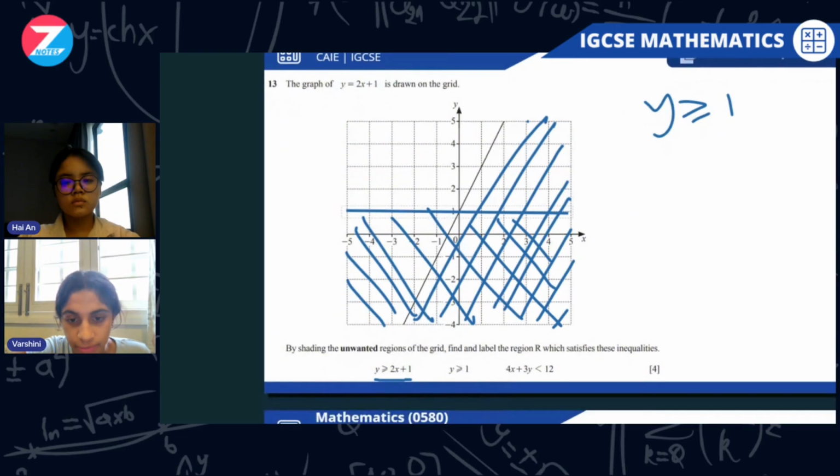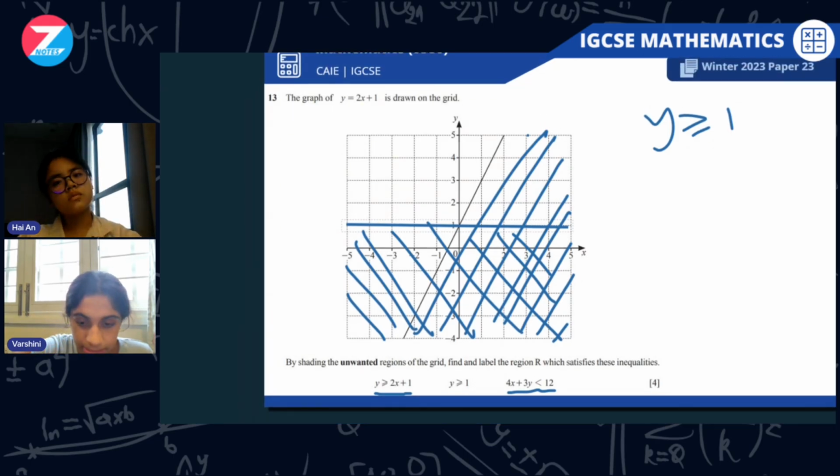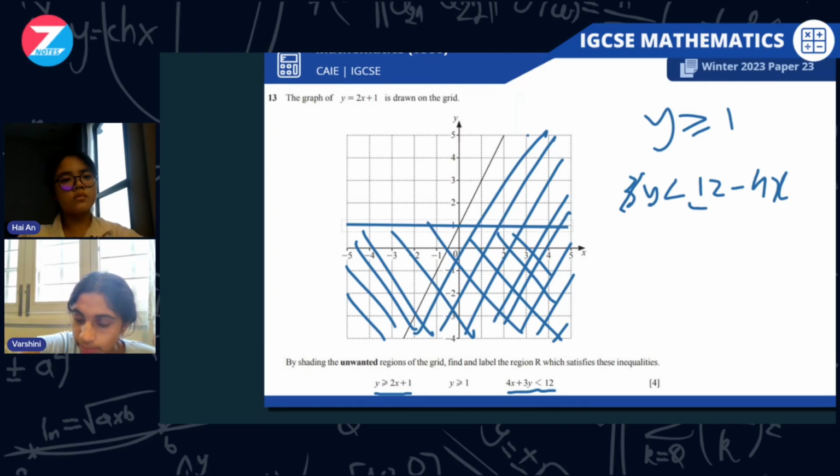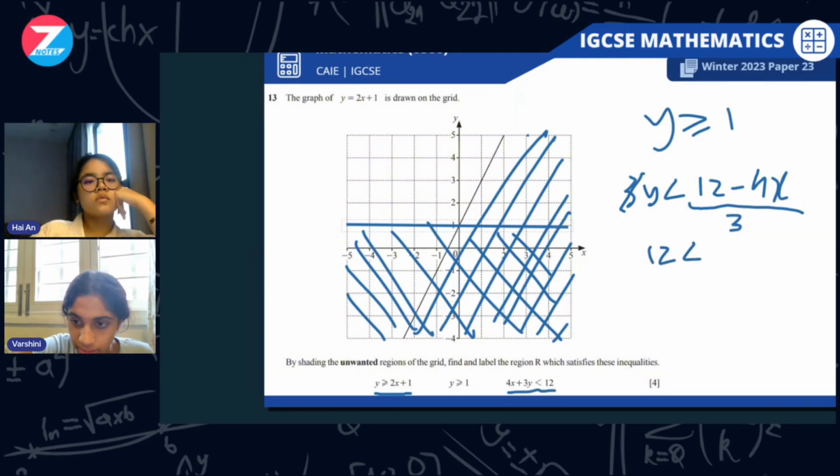For the next equation, 4x plus 3y smaller than 12, let's rearrange this to make y the subject of the formula. We just need to subtract 4x from both sides. So 3y smaller than 12 minus 4x. To get rid of the 3 in front of y, we divide both sides by 3. We can also simplify this. y smaller than, 12 by 3 is 4, and minus 4 by 3x.